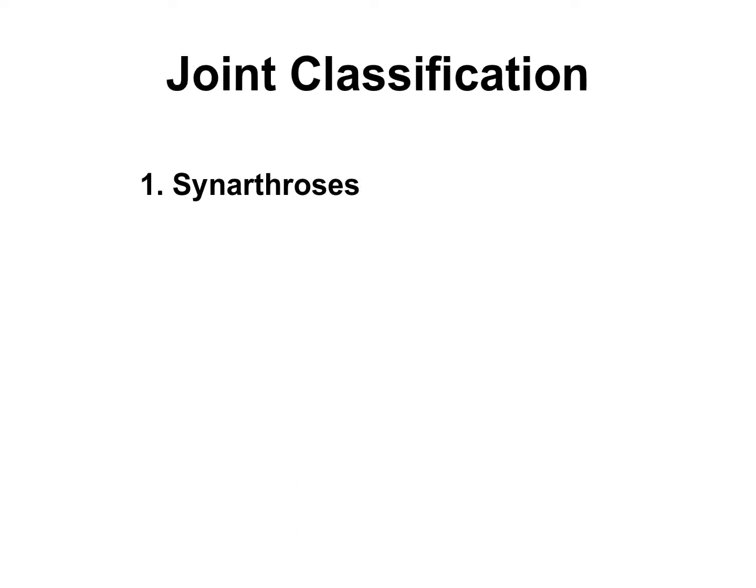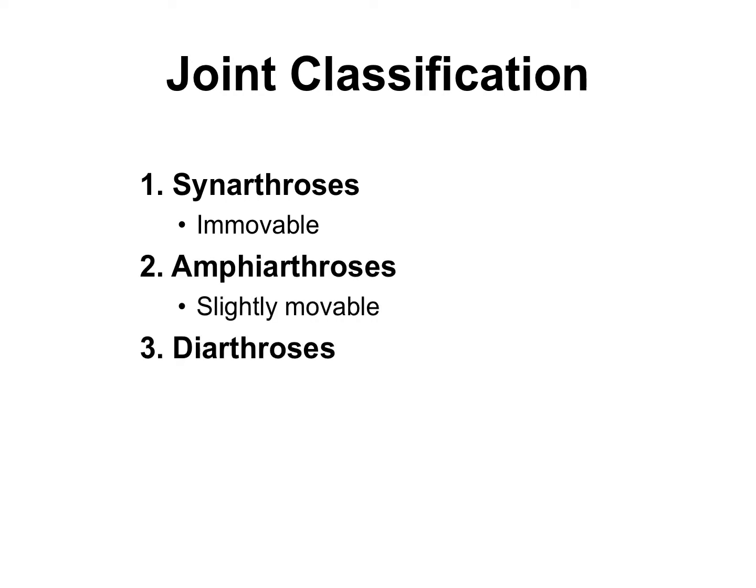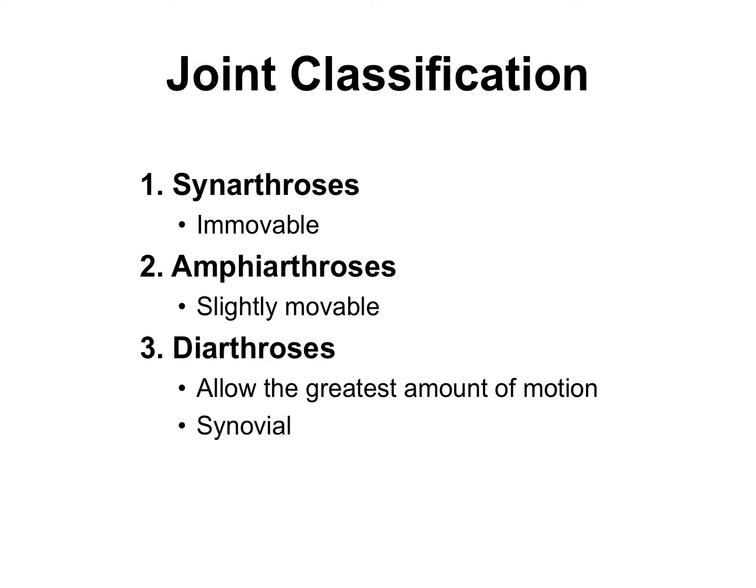A brief summary of the classification of the joints that we did in the last lecture. Synarthroses, that were the immovable joints, amphiarthroses, that are slightly movable joints, and we did the diarthroses, that are the synovial joints. Now we will do the details of the diarthroses.